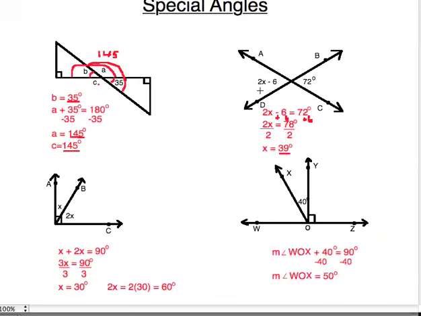Now, we can check this by plugging it back into this expression. Because 2 times 39 is 78. And 78 minus 6 does indeed equal 72, which is the measure of this angle and the other angle across from it.